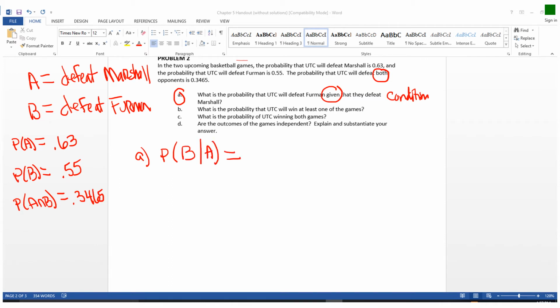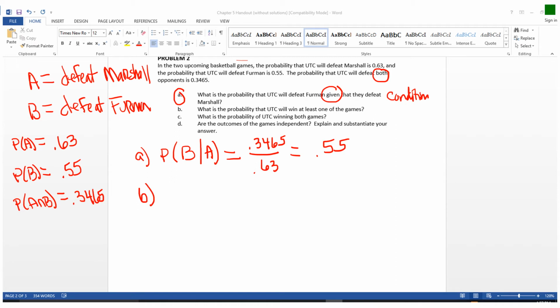Now, remember the formula, it's intersection over margin, or joint divided by margin. The joint probability here is 0.3465, so I know that's going to be my numerator. And remember, whatever letter you put here is the margin, that they defeat Marshall, that's 0.63, so that's going to be my denominator. And then if you just take 0.3465 divided by 0.63, you're going to get 0.55. So that's the answer to part A, but that's a conditional probability.